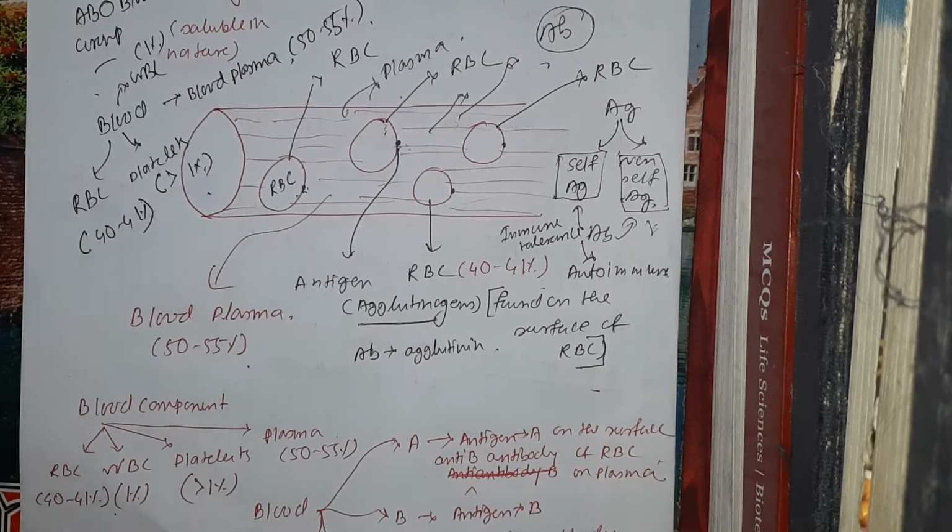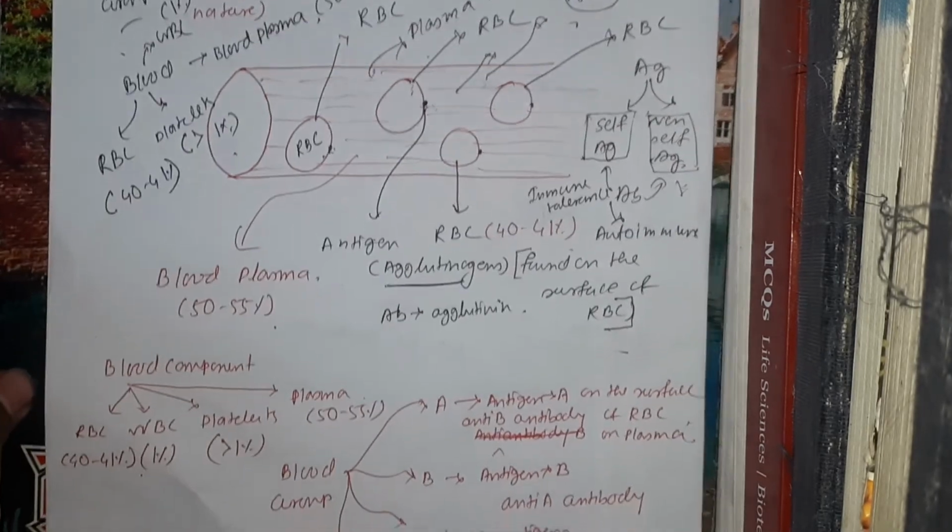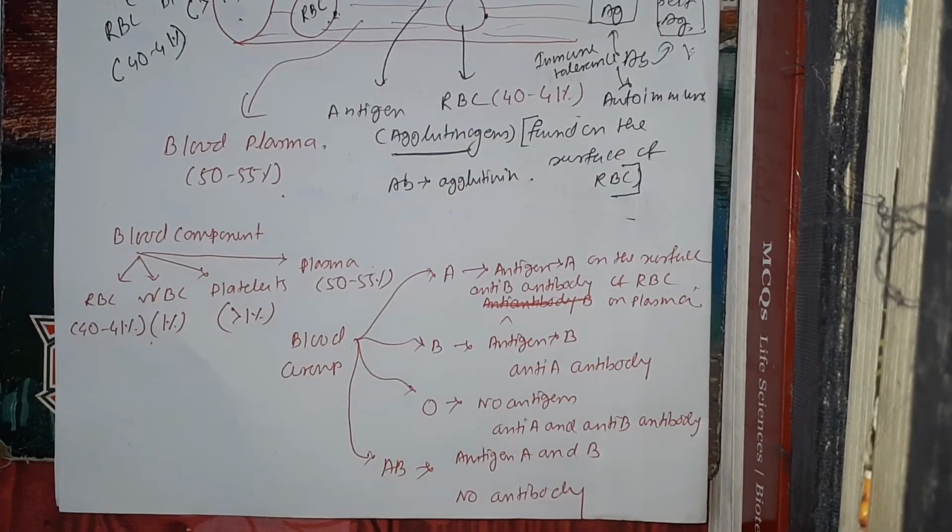Okay, so we have learned that blood is of 4 components: one is RBC, one is WBC, one is platelet, and another one is blood plasma. Blood plasma makes up 50 to 55% of the total blood. RBC makes up 40 to 44%. Platelets are less than 1%, and WBC is near about 1%. On the surface of RBC there is antigen present, and in blood plasma, antibody is present, right? And that is the idea of overall blood, and that plays a pivotal role in blood grouping, right?